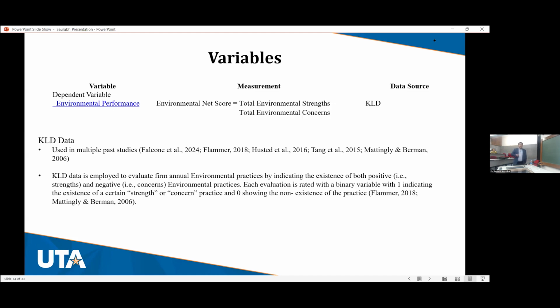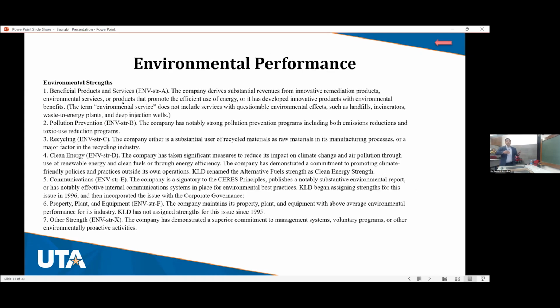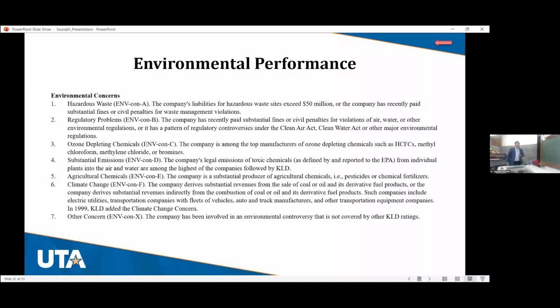So environmental performance. If you look at the KLD dataset, it's very widely used, widely cited. If you look at the research in management and very recent research in operations and supply chain area too, it's very heavily used. What KLD data does is basically it has a set of variables on environmental side, social side, and so forth, where it lists certain strengths. Here are examples of strengths like beneficial products and services, pollution prevention, recycling, clean energy, communications. And it also lists concerns, so hazardous waste, regulatory problems, ozone depleting chemicals, and so forth.